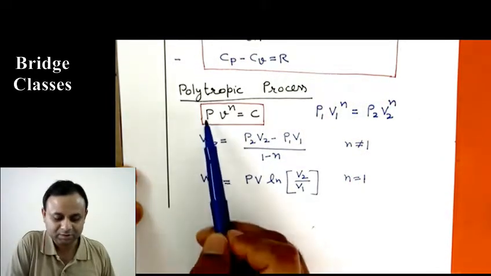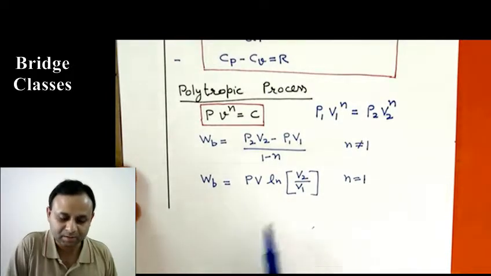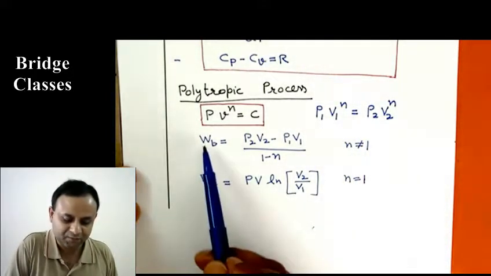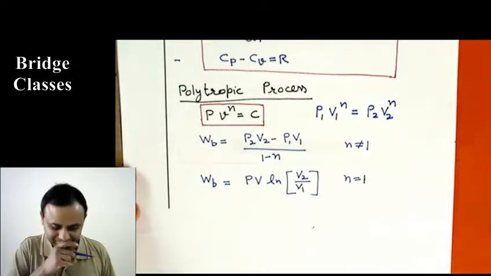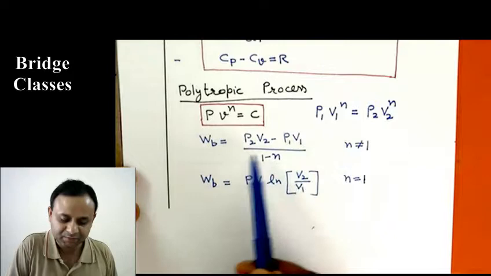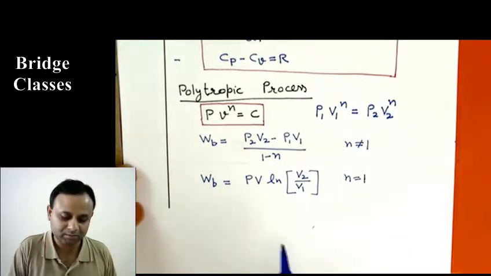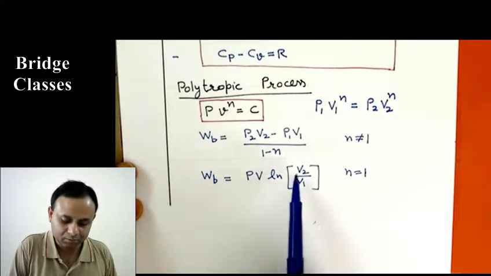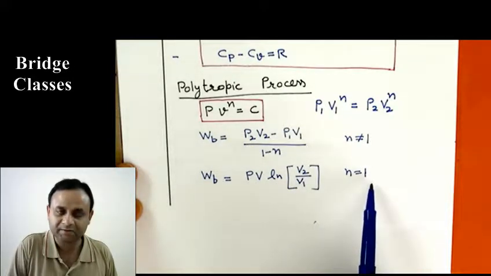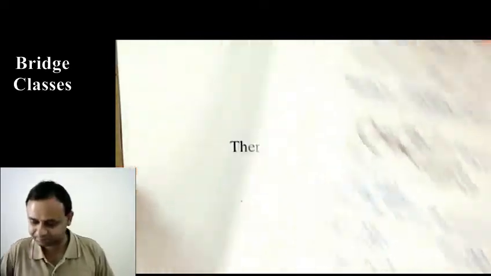Okay, during the process, this term remains constant. Then it is called a polytropic process. And for this process, if we evaluate boundary work, we get this expression: P2 V2 minus P1 V1 over 1 minus n if n is not equal to 1, and PV log V2 over V1 if n equals 1. So I'm going to derive these expressions.